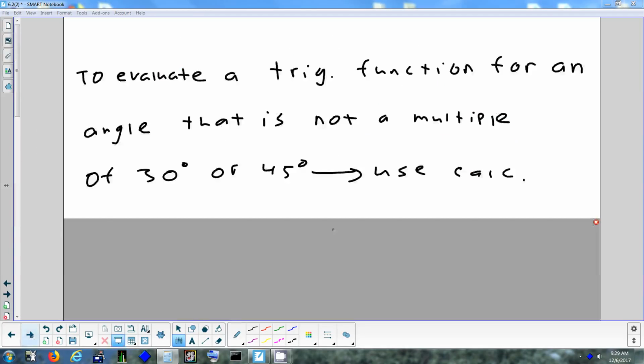Okay, so unit circle trig works great as long as you're dealing with angles that are multiples of 30 or 45. And actually, once we learn some more advanced trig identities, we can even do the multiples of 15, knowing the 30s and the 45s. But for now, if you have an angle that's not a multiple of 30 or 45, we're going to use the calculator.